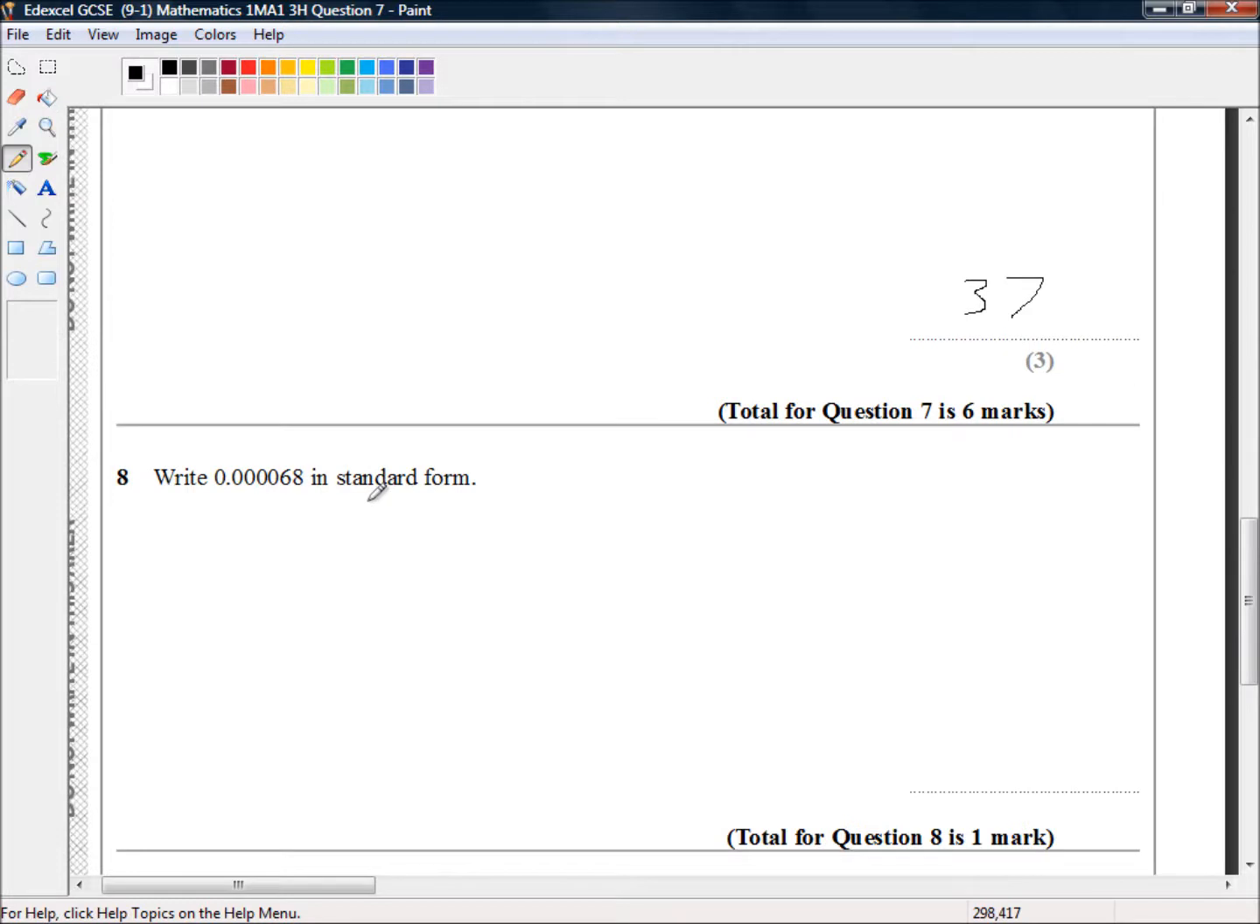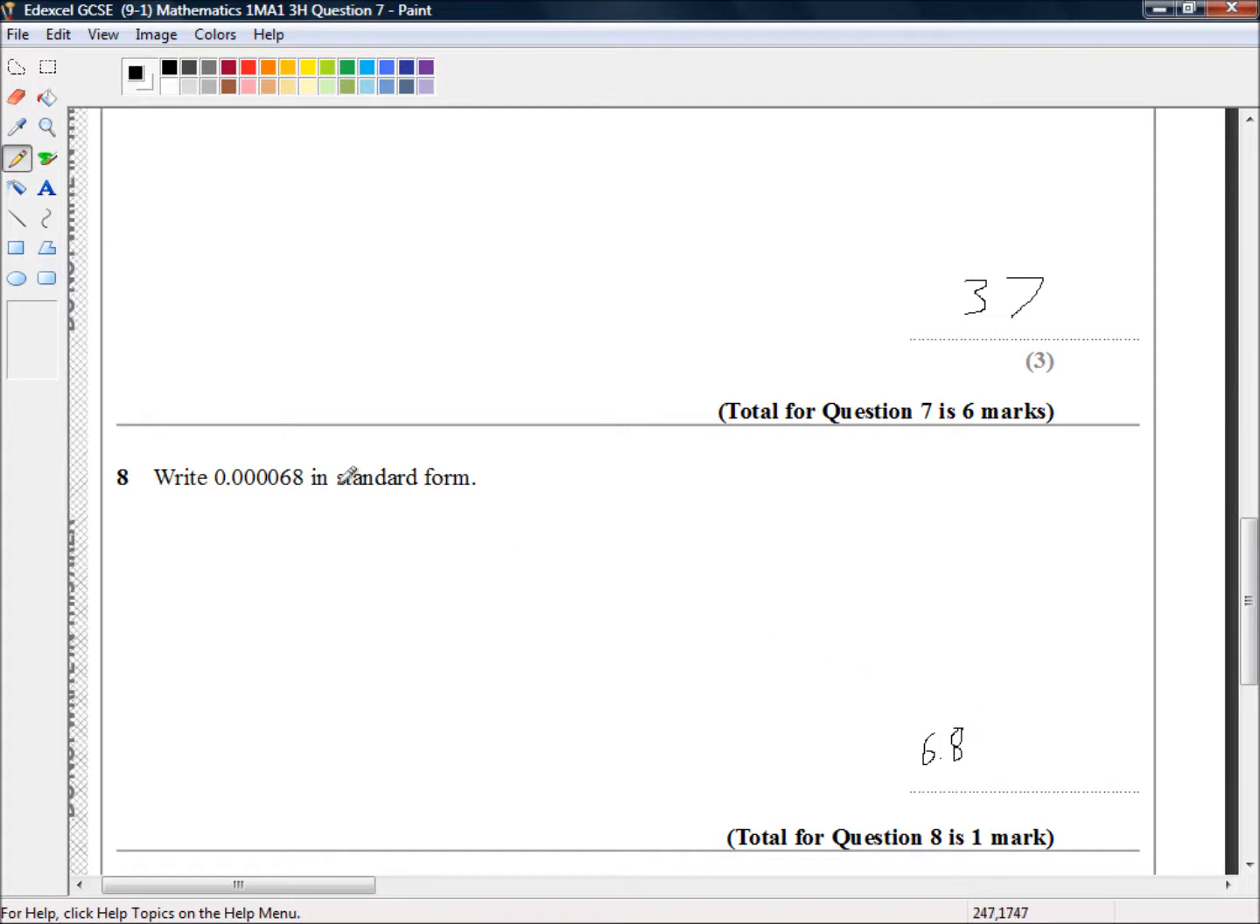Okay, so picking up now in question 8, it says write 0.000068 in standard form. So in standard form, the first number has to be 1 or above, but less than 10. It can be any number higher than 1, or 1 or higher, but it must be less than 10. So we're looking at our 6.8.